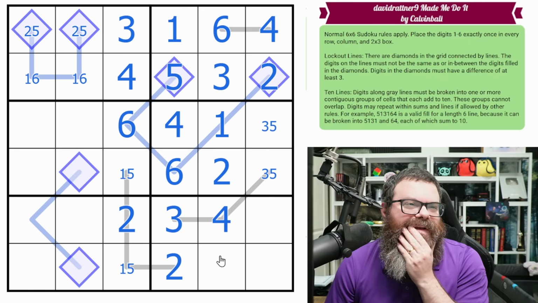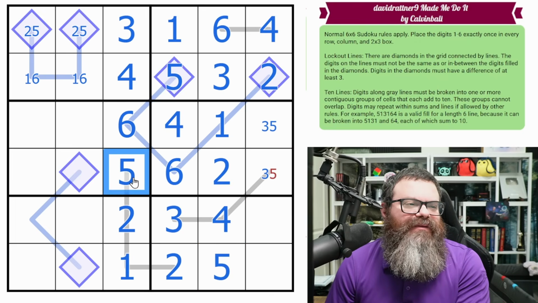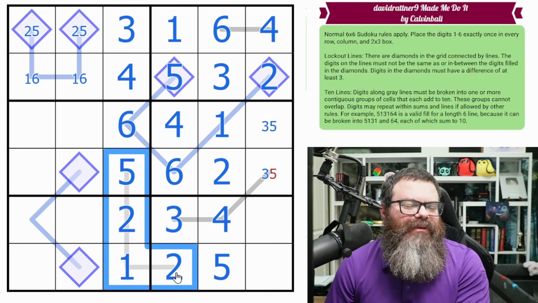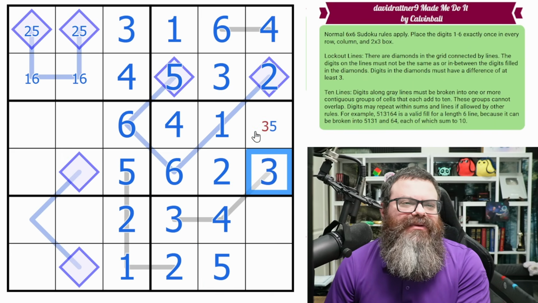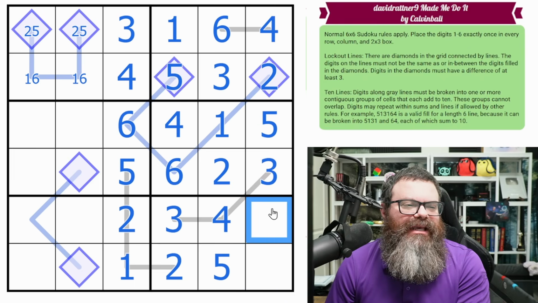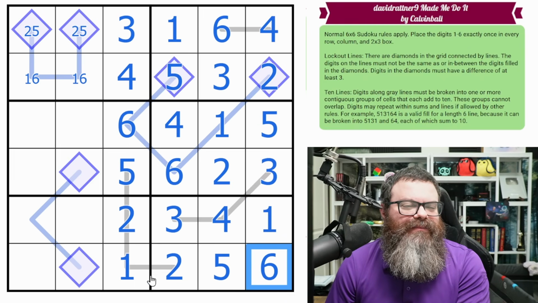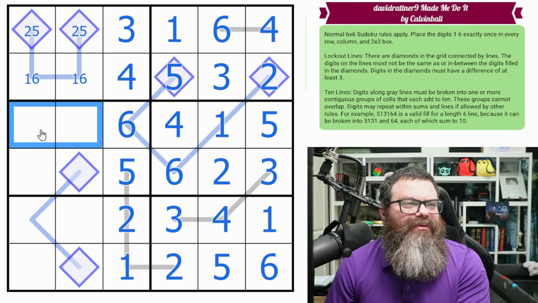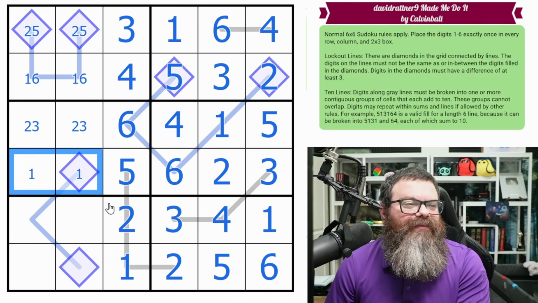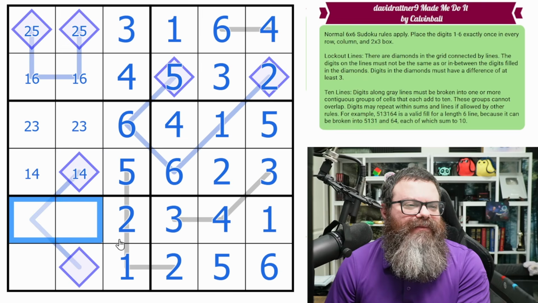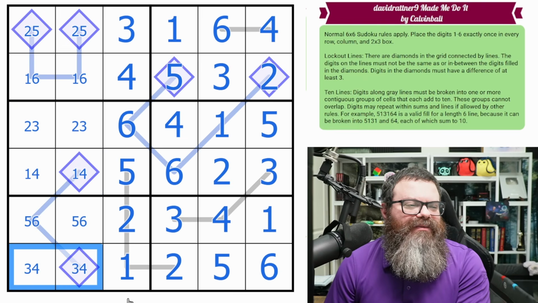This is our 5. That's 1 and 5. Does this add to 10? Yeah, that's a 10. That's 3, that's 5. Down here we need the 1 and we need the 6. So over here, we need the 2, 3. Here we need the 1, 4. Here we need the 5, 6. And here we need the 3, 4.